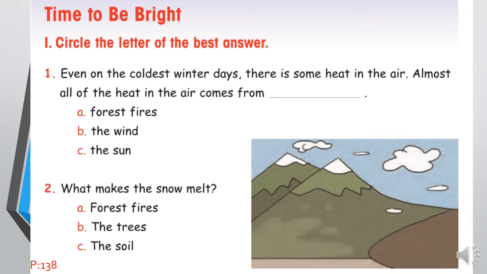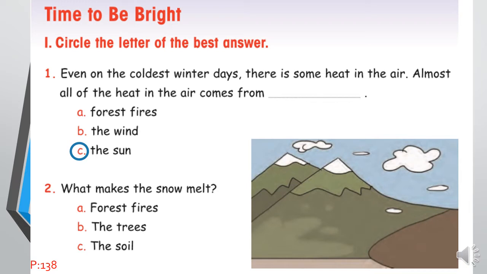Exercise 1 in your book, page 138. Circle the letter of the best answer. Number 1. Even on the coldest winter days, there is some heat in the air. Almost all of the heat in the air comes from: A. Forest fires, B. The wind, or C. The sun. As you know, the main source of the heat is the sun. Even in the coldest winter, the sun will heat the air.